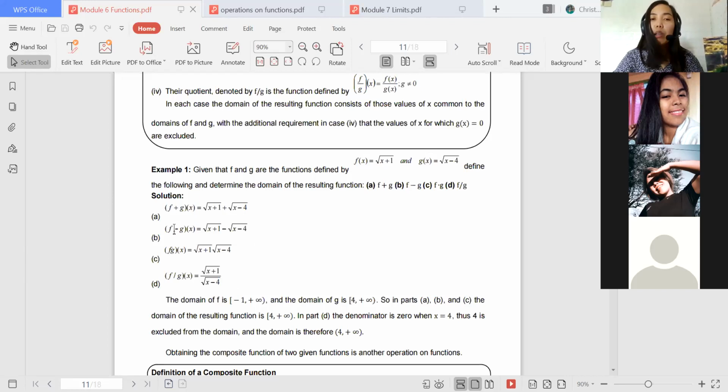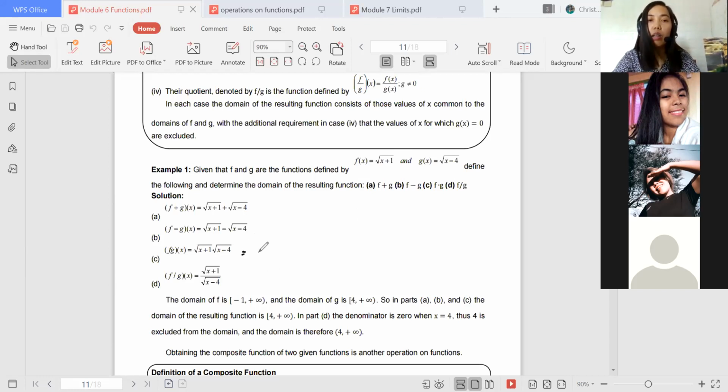Okay, f minus g, so we're going to subtract square root of x plus 1 minus square root of x minus 4. To find the product of the two functions, square root of x plus 1 times square root of x minus 4, the answer is square root of x plus 1 times square root of x minus 4. So how do we multiply radicals?